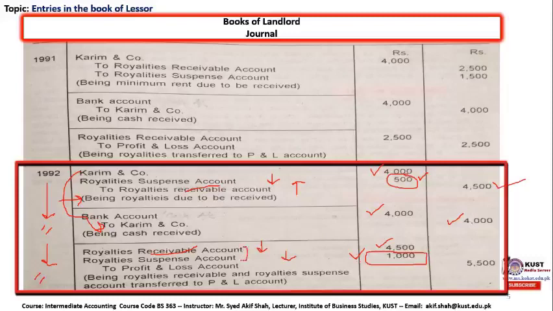Finally, both of the balances of these accounts will be transferred into the profit and loss account, and the profit and loss account will be credited with 5,500, because when there is an increase in the profit of the company, it is recorded as credit. And we can mention a short narration to explain what has happened in the above entry, that is, being royalties receivable and the royalties suspense or short working suspense account was transferred into the profit and loss account of the landlord.